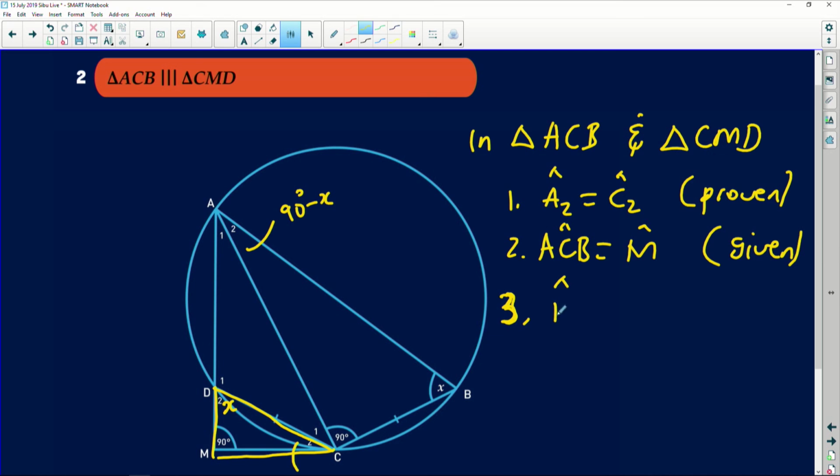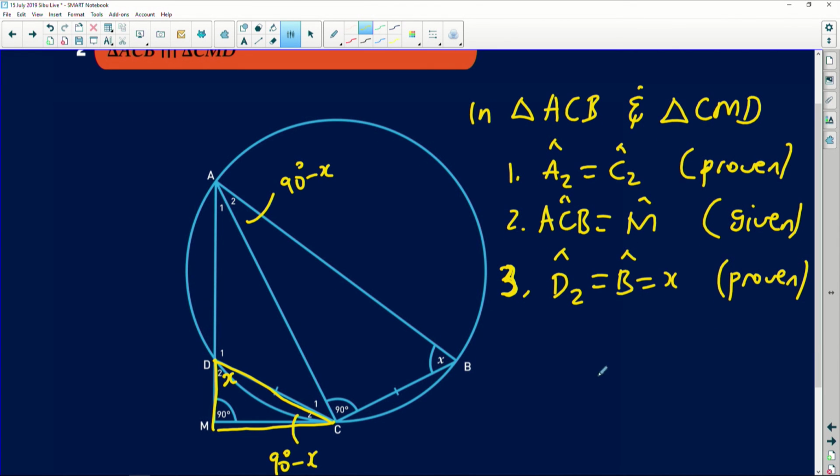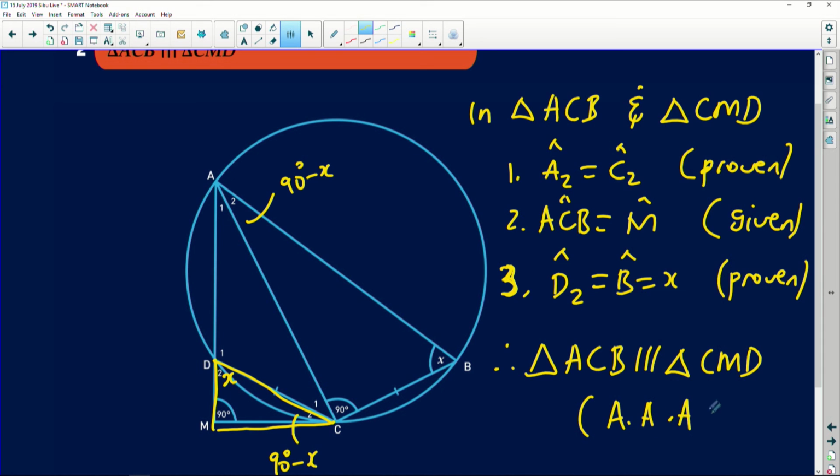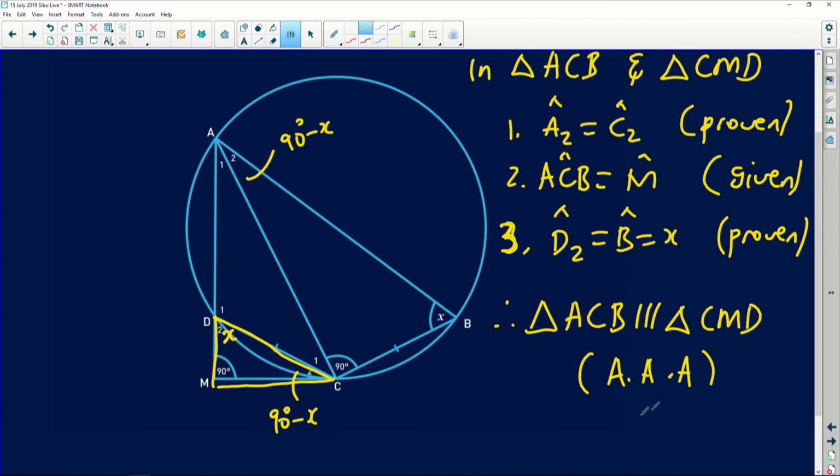I can even say angle D2 is equal to angle B is equal to X. This was also proven in the previous question. We proved that they are both equal to X. Therefore, we can conclude that triangle ACB is similar to triangle CMD. Always remember to put the reason why: angle, angle, angle. This is basically how you approach questions that involve proving that two triangles are similar to each other. Just prove that the corresponding angles are equal to each other.